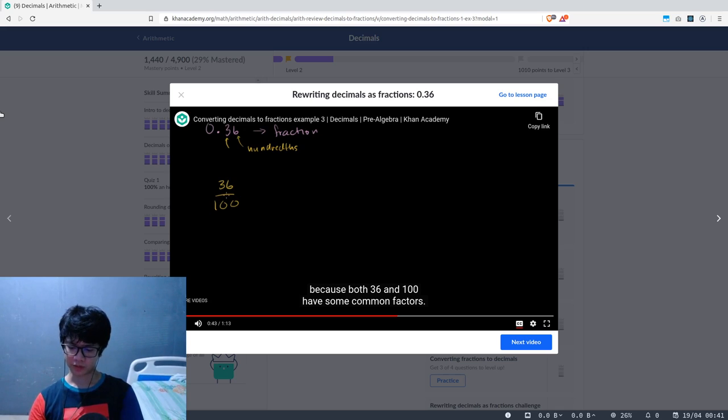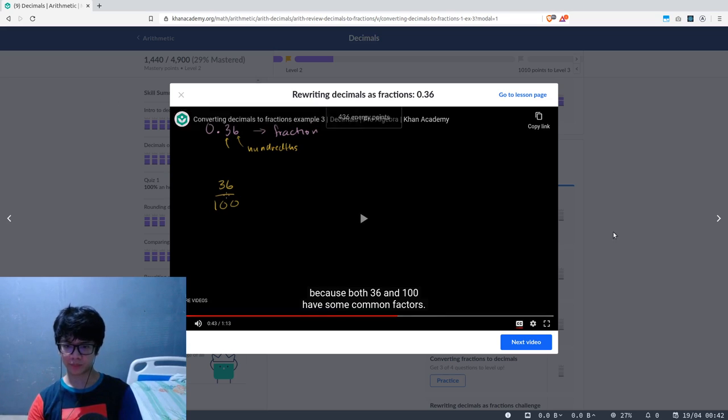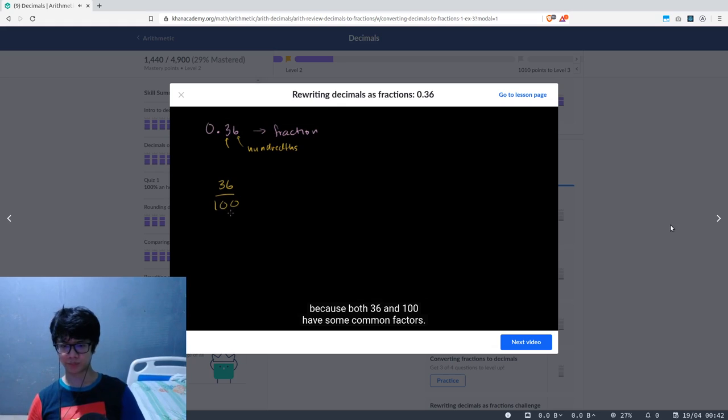I mean, they're both divisible right here, so let's say 18 over 50, and it's still divisible. No, I can do this by force. So we get 9 over 25. And 36 and 100 have some common factors.